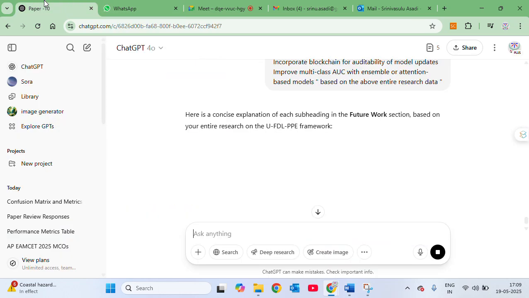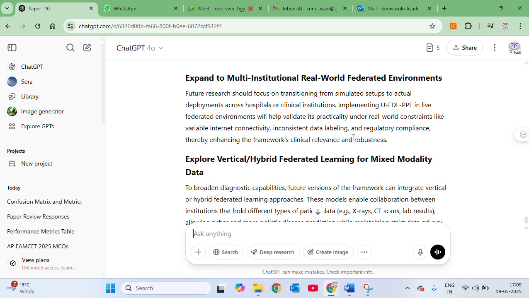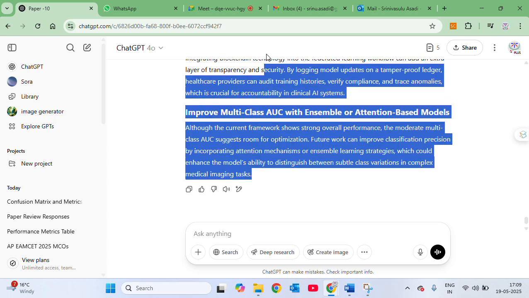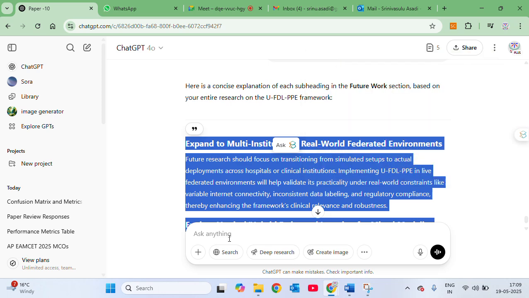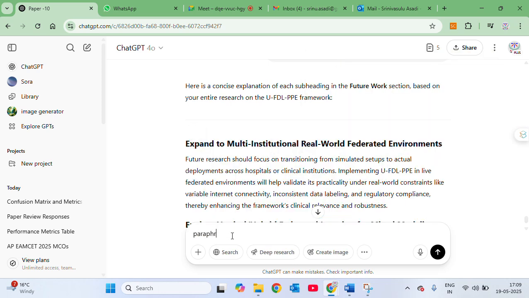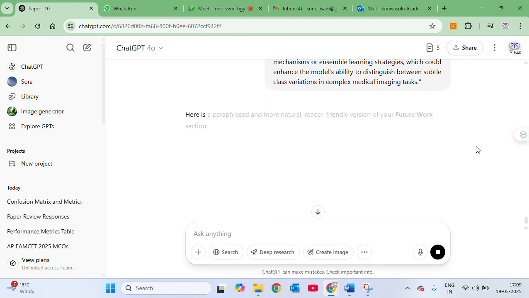Okay, so now the future work section, it is preparing four future research directions for this work. Now it is giving four paragraphs. Now we need to paraphrase it. Copy, paraphrase, and make it into humanoid text for this data. So now I am making this one.